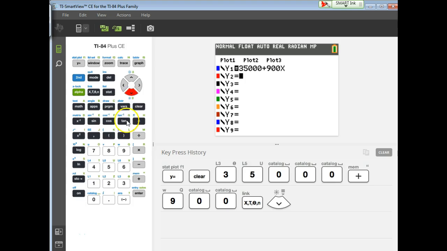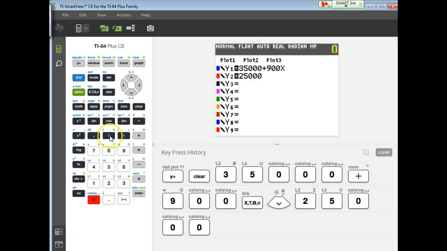And then, what was Warren? 25,000. And then 1.07.